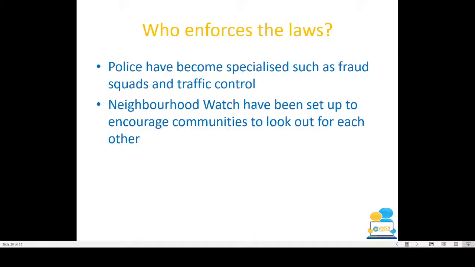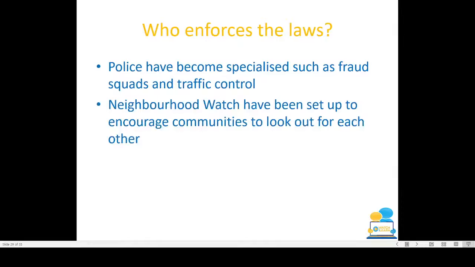We also have the formation of neighbourhood watches, okay? These have been set up in different communities, and the idea is to encourage communities to look out for one another. So it's not so much that they're enforcing laws, but they're looking out for each other, and if they see a crime being committed in their neighbourhood, they can contact the police as well, and so on. We'll then move on to our next section, which is the common crimes.